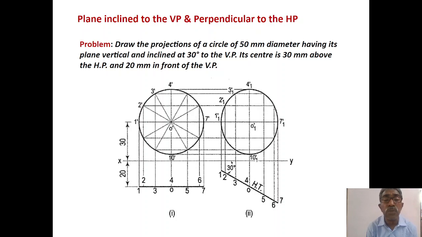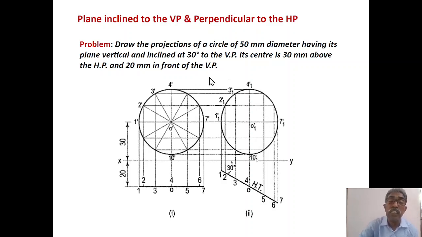Then suppose there is a question, how to start the problem, where to draw the true shape of the plane. That you have to decide. First, in any question, you have to decide where to draw the true shape of the plane, in the first stage, whether in the front view or in the top view. For that, first see the surface inclination, the plane inclination. So here the plane is inclined to the vertical plane. The main data is the plane inclination.